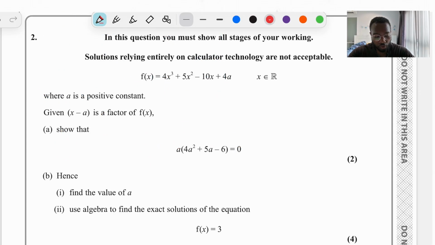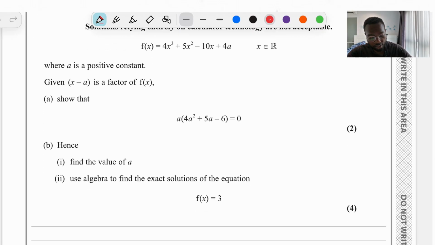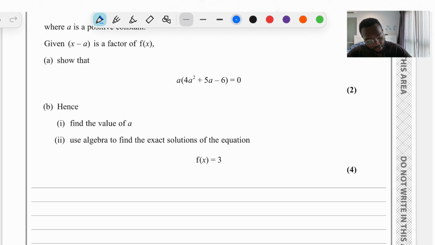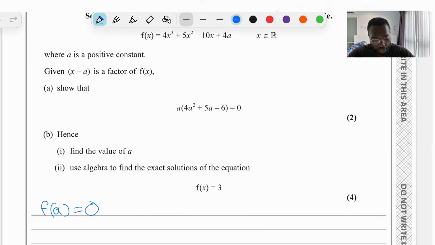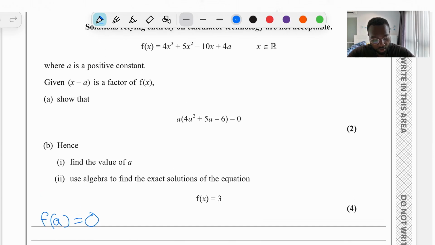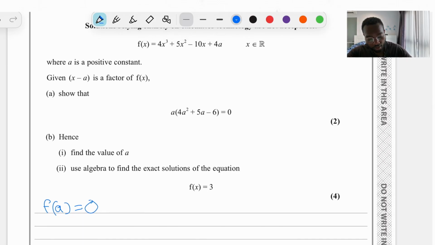So for question 2, for the first part, we have f of x equal to 4x cubed plus 5x squared minus 10x plus 4a. a is a positive constant, and they tell us that given that x minus a is a factor of f of x, show that it's equal to this expression with a in it. So for the factor of f of x, what does that mean? That means that f of a is equal to 0. So effectively, we just need to put f of a into this equation, make it equal to 0, and we should get that expression.